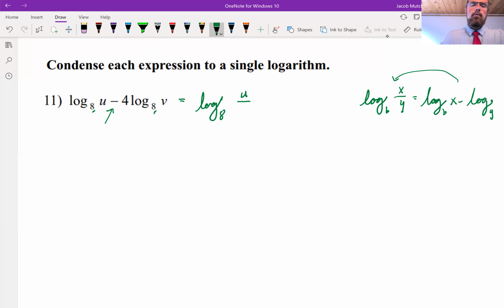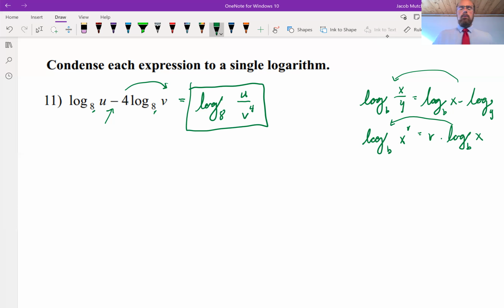This 4 on the second expression, I'm going to replace using my property of a logarithm power. So remember, log base b of x to the power of r equals r times log base b of x. So again, I've got this version on the right. I want to take it back to the left side. So that's going to be v to the power of 4. And that is a single logarithm in that instance.